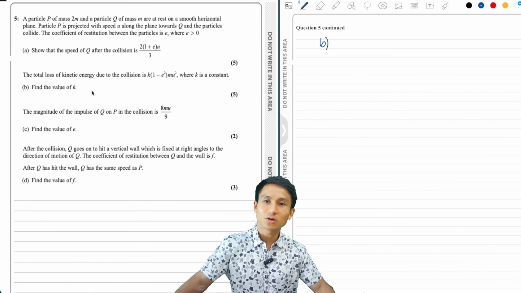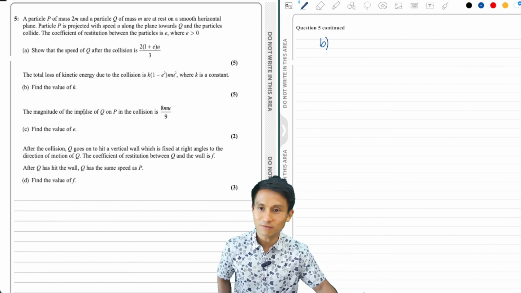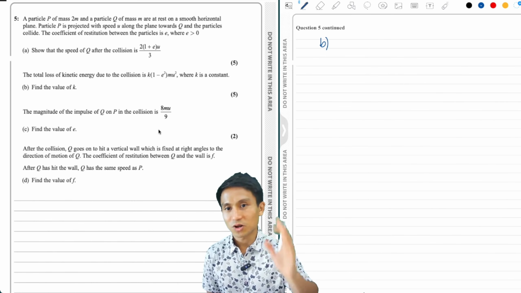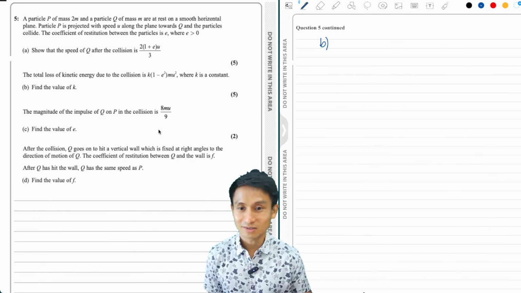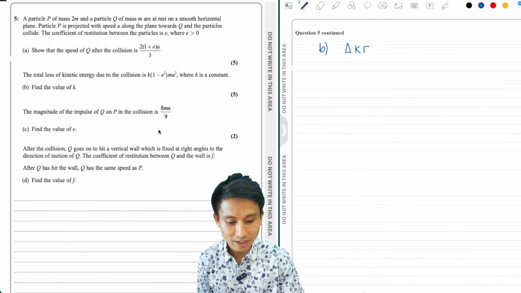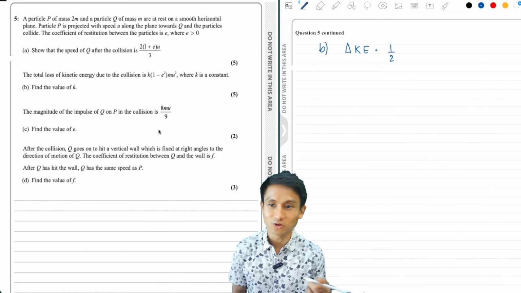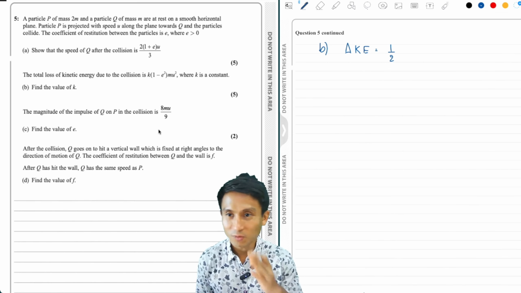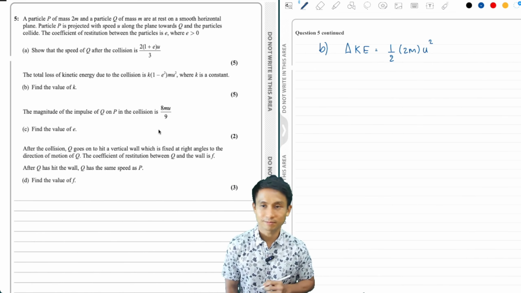Part B, the total loss of kinetic energy due to the collision is that, where k is a constant. Find the value of k. So for the total loss in kinetic energy, you need to find kinetic energy before and after collision and subtract them, right? So delta KE is going to be equal to, well, the one before collision should be greater because you lose kinetic energy. And it was from the particle P alone. So half m v squared.